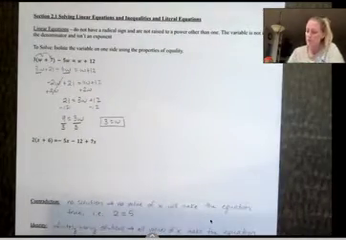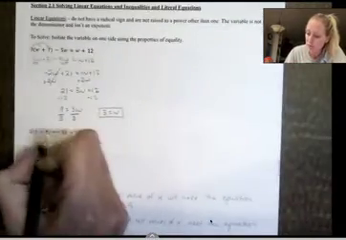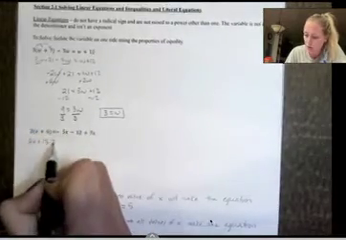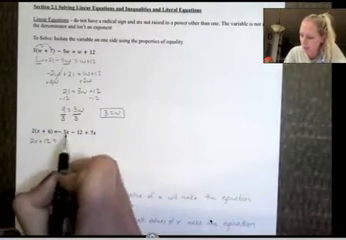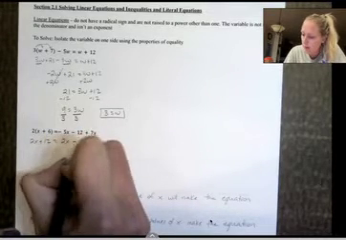Okay, here we're going to do the same thing. So I'm going to distribute to simplify this left side. And that's all I can do on the left side. On the right side, I've got like terms. So negative 5x and 7x is 2x minus 12.